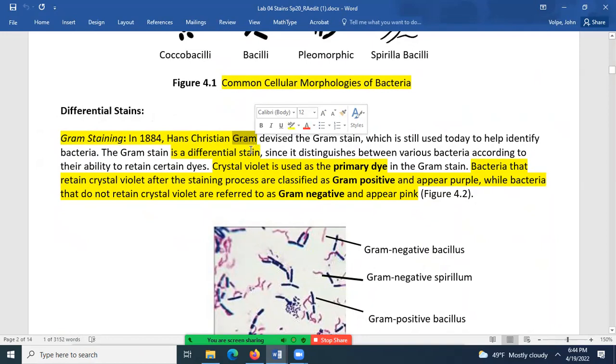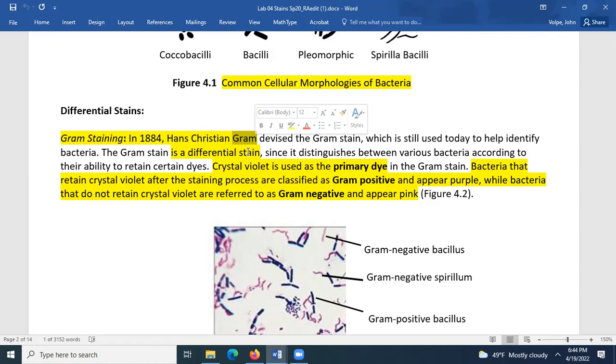He used it as a differential stain to differentiate between a person's cells and a bacterial infection. But microbiologists started taking his Gram stain and using it, and they noticed that it can differentiate between bacteria. And that is why it is the most commonly used stain in microbiology, because it can differentiate between bacteria. It differentiates on their cell wall. I'll talk a little bit more about that.